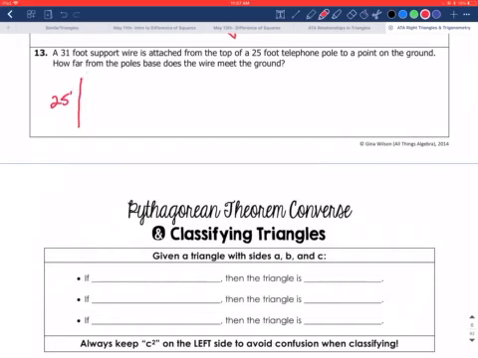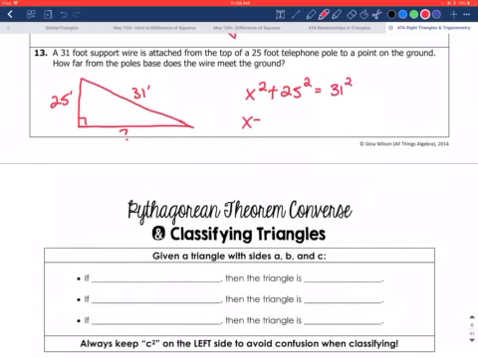And then for number 13, a 31-foot support wire is attached from the top of a 25-foot telephone pole. So here's your 25-foot telephone pole. Here's your 31-foot support wire. And it says how far from the pole's base does the wire meet the ground. So we're looking for this right here. X squared plus 25 squared equals 31 squared. And that will be the square root of 31 squared minus 25 squared.